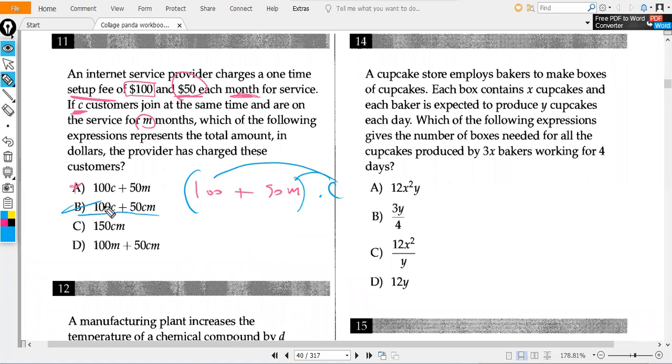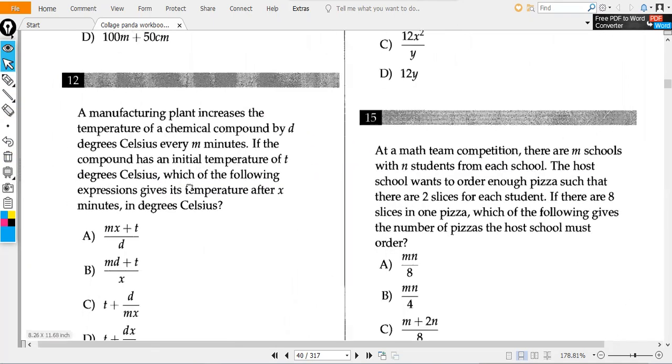Okay? Got it? Good. Very good. Now let's go to the next one. Number 12.